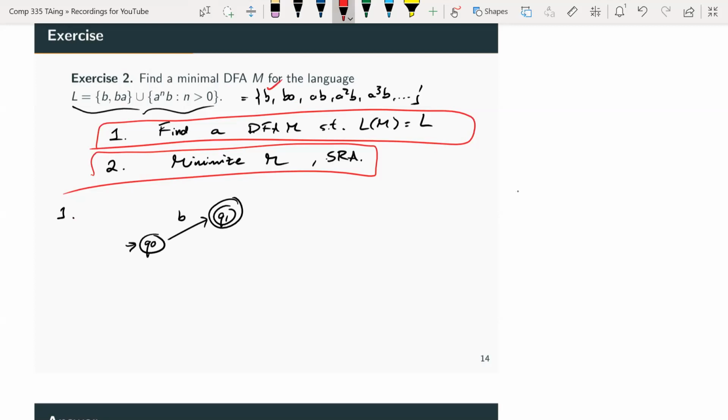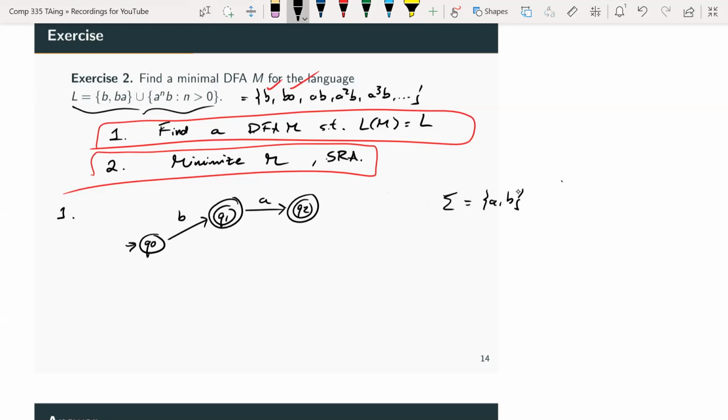Okay, then if you're in Q1 and you see an A, then that's going to be for BA. So you're going to make that a final state as well. So I'm going to do this maybe piece by piece, and then for each state, I'm going to check that, because we're assuming sigma is {A, B}, that each state has exactly two outgoing transitions, one for A and one for B.